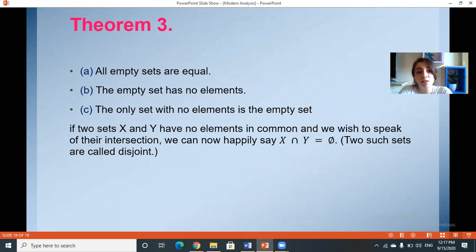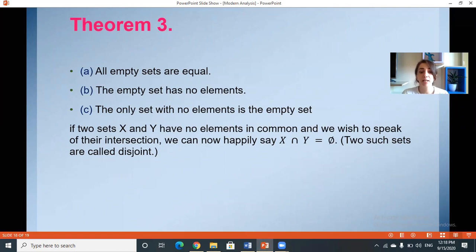All empty sets are equal. Yes, if the set has no element, this is the empty set. I have one empty set with no element, and I have a second empty set with no element. You see, these are equal to each other. The empty set has no elements, and the only set with no element is the empty set.